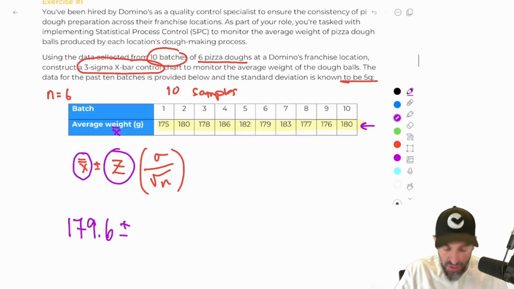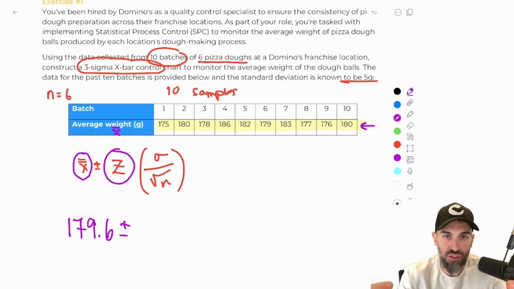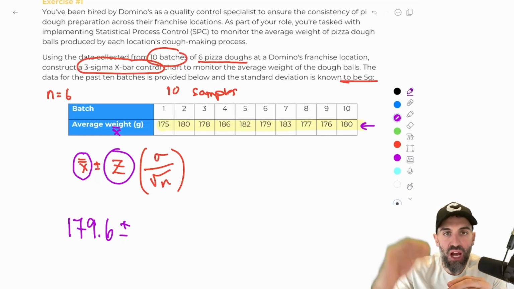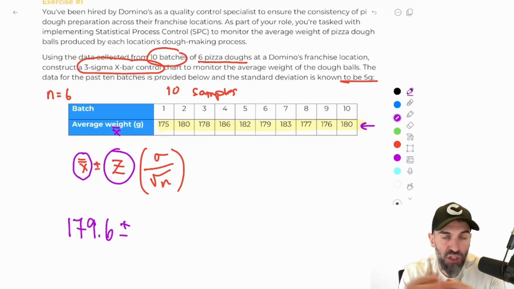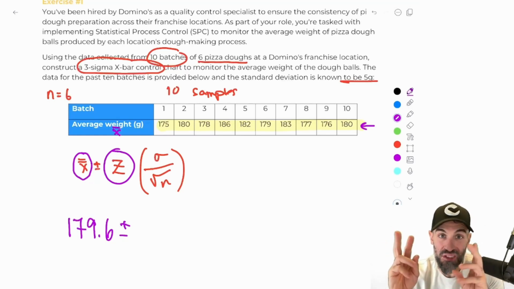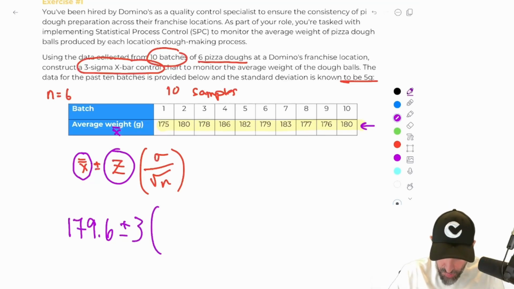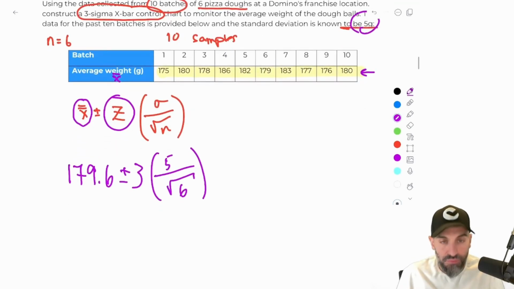Now for the z-score. The z-score is determined by the level of quality that you're trying to achieve. It is most likely going to be stated in your question. In this case, I've circled it where it says 3 sigma control chart. 3 sigma, that's your level of quality. The higher this number is, the higher the level of quality. Later in this lesson, we'll talk about 6 sigma, which is the highest level of quality. 3 sigma is kind of your standard. So that's your z-score: 3 multiplied by the standard deviation, which is 5, over the square root of your sample size, which is 6.